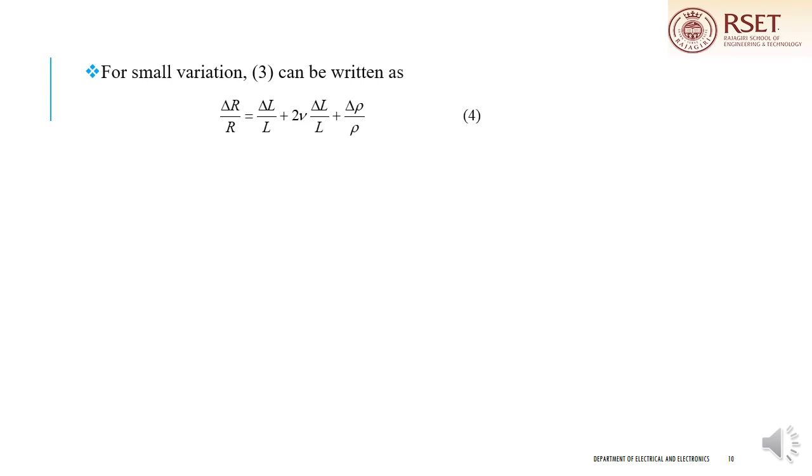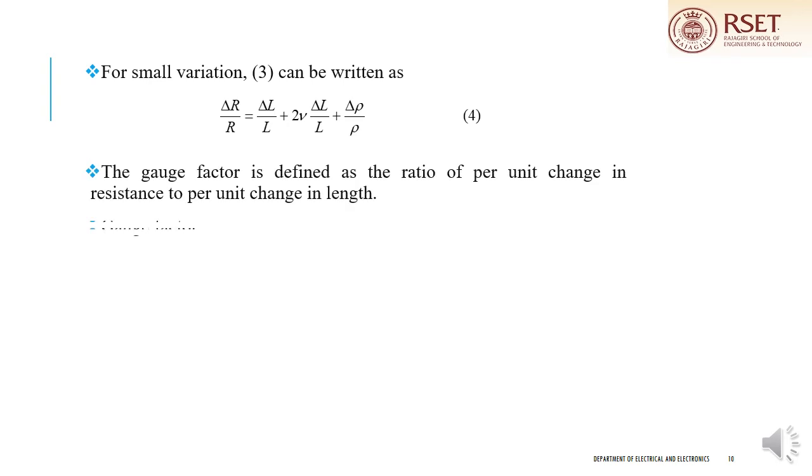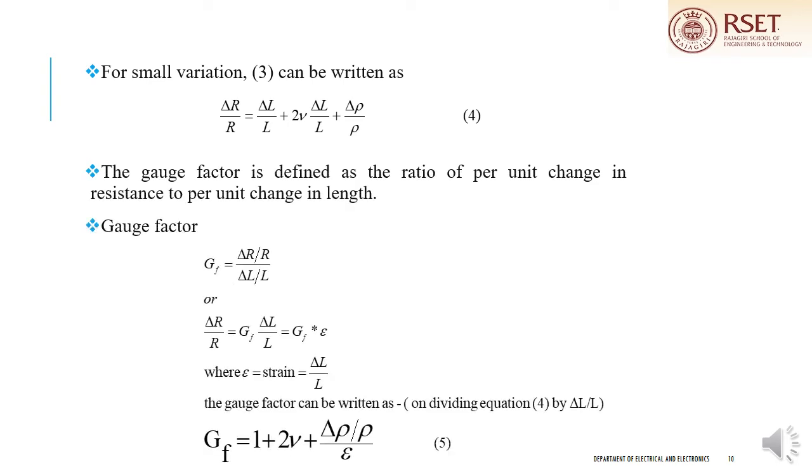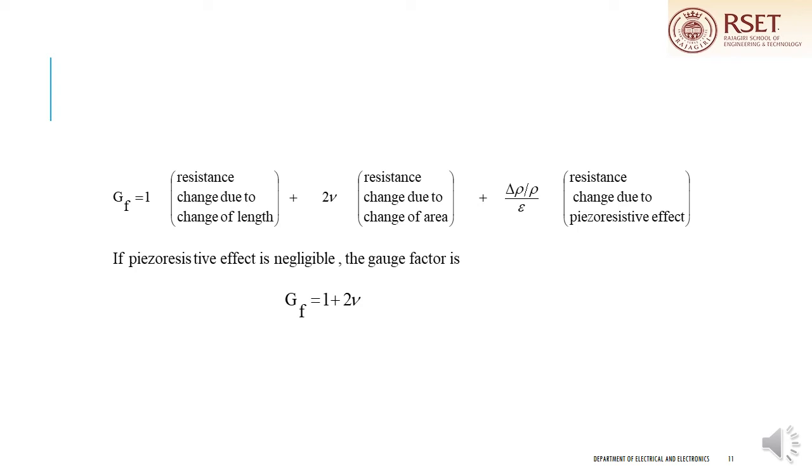Now, the gauge factor, as I have already defined, is the ratio of per unit change in resistance to per unit change in length. Therefore, the gauge factor can be expressed as equation 5, which has been obtained by dividing equation 4 by delta L by L. Now, if the piezoresistive effect is negligible, then we can neglect the third term in the equation. Therefore, the gauge factor can be expressed as Gf is equal to 1 plus 2 nu, where nu is the Poisson's ratio.